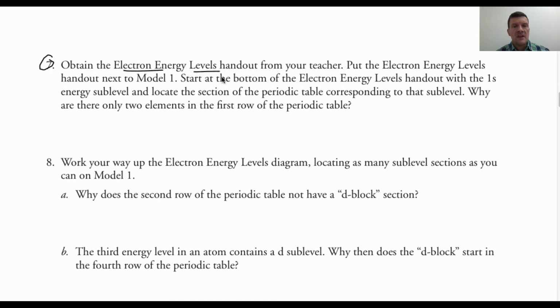Obtain the electron energy level handout from your teacher. I've got that for you. It's in the assignment. It's in the course as well. And we're going to look at this electron energy level handout next to Model 1. We're going to start at the bottom with the 1s energy level, and then locate the section of the periodic table corresponding to that sublevel. And then we're going to answer this question: why are there only 2 elements in the first row of the periodic table?